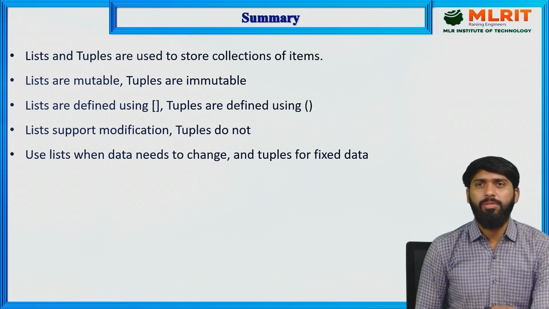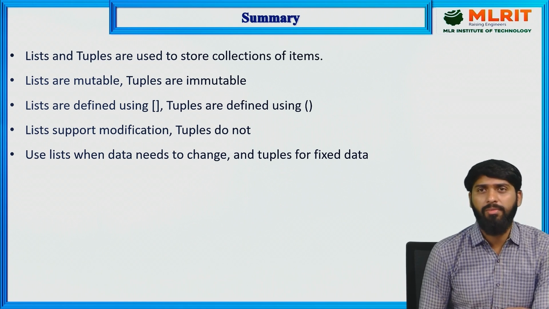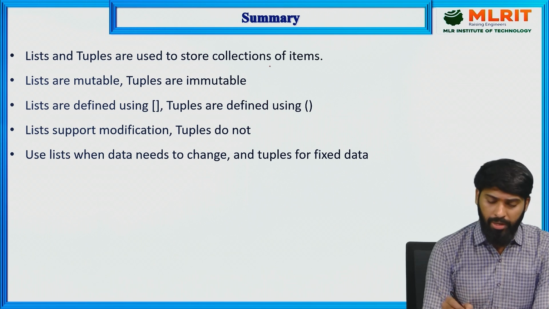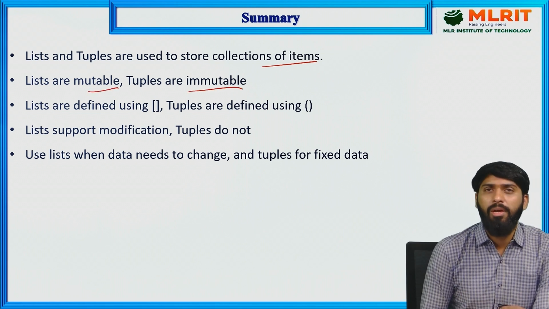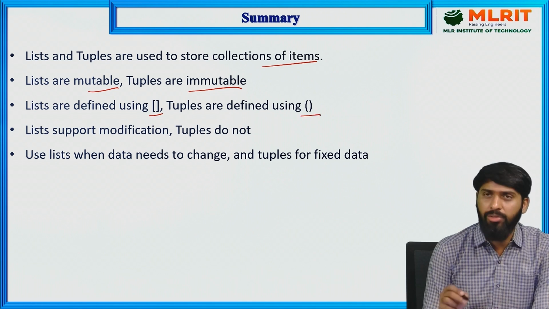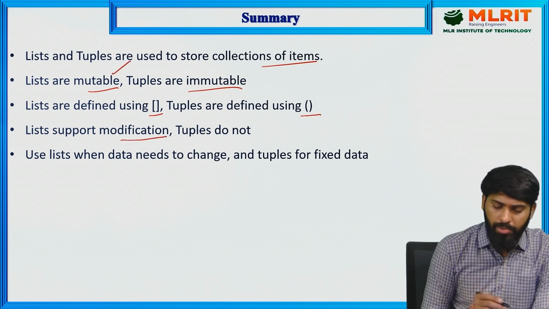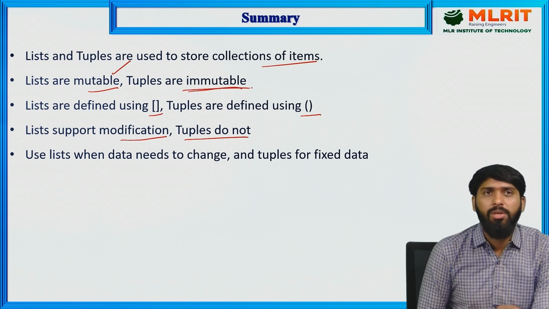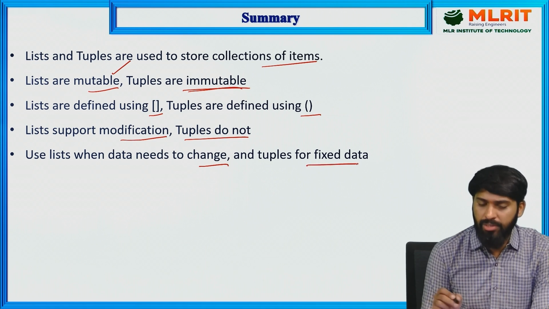Okay. So coming to the summary of the session. In this session, we learned two data structures in Python. One is list, another one is tuple. Lists and tuples are used to store a collection of items. Lists are mutable, tuples are immutable. Lists are defined with square brackets, and tuples are defined with parentheses, normal brackets. Lists support modification because they are mutable, while tuples don't support modification because they are immutable. So use lists when data needs to change and tuples if the data is fixed.